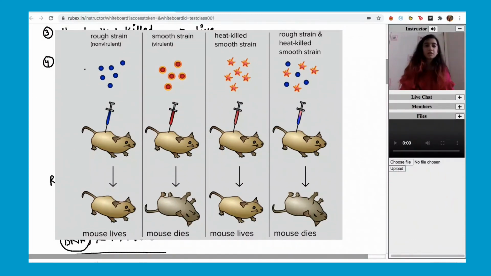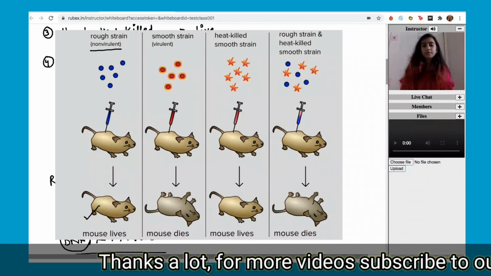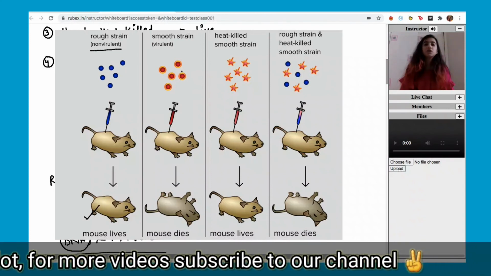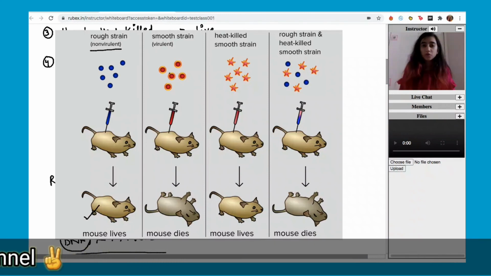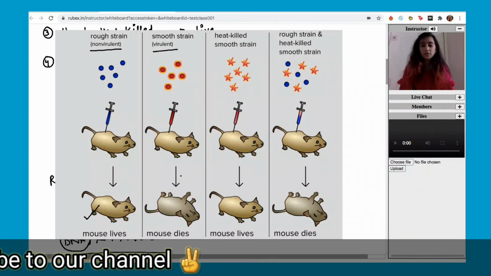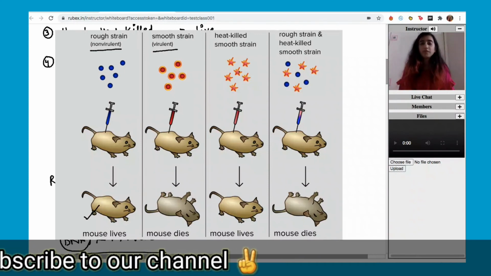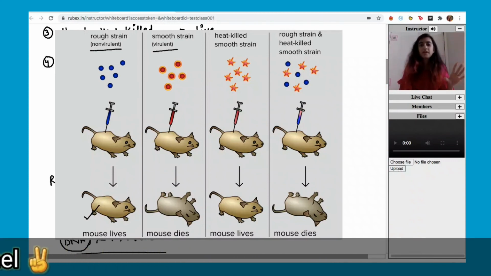So if you see in the first part, there was a rough strain. As you can all see, it's non-virulent. When it got injected into the mice, they lived, right? After which, S strain, you can see the difference in the colonies. They have this smooth polysaccharide coat over them. This is the smooth polysaccharide coat, why they are named S strain. And this is the virulent strain. When it got injected, the mouse dies. Now, you have the heat-killed S strain. They killed it using heat. It lost its infectivity, and as a result, the mouse lived.